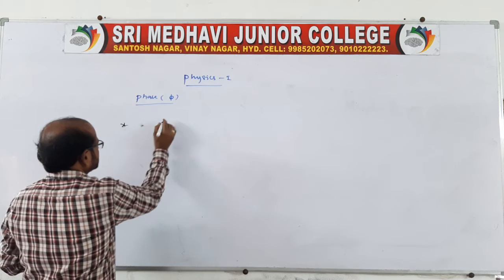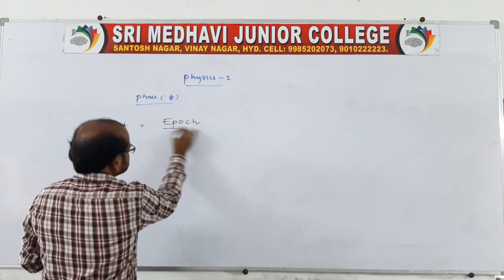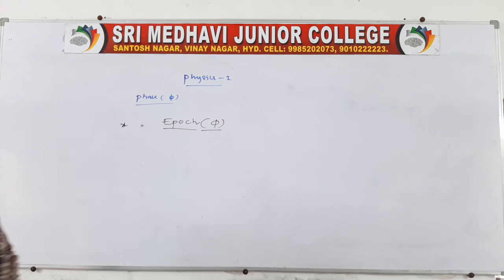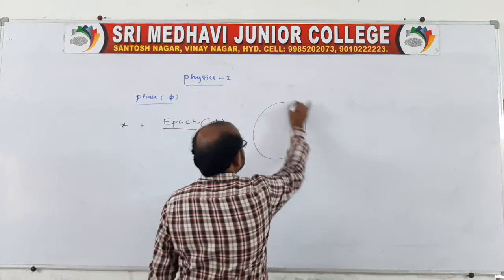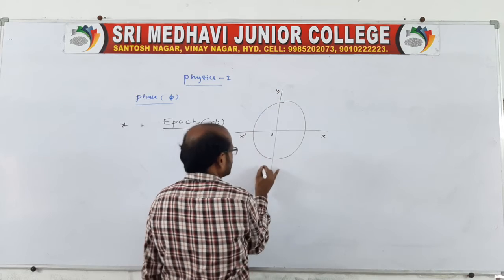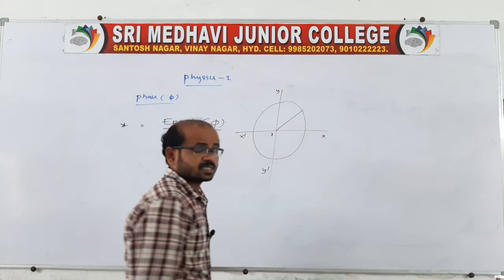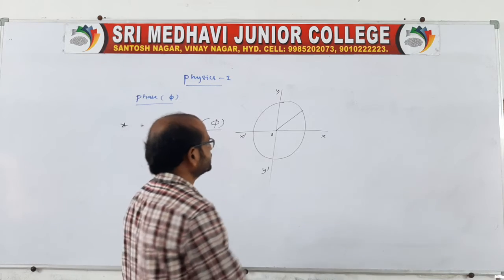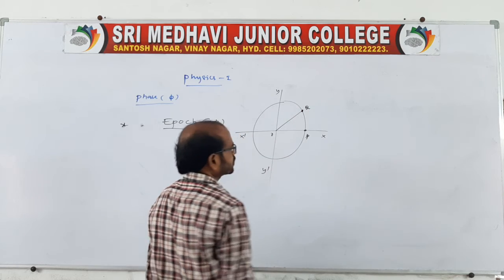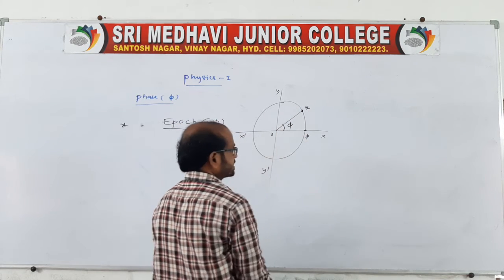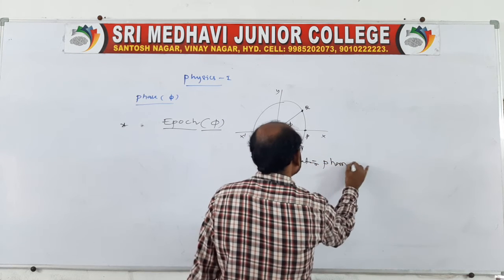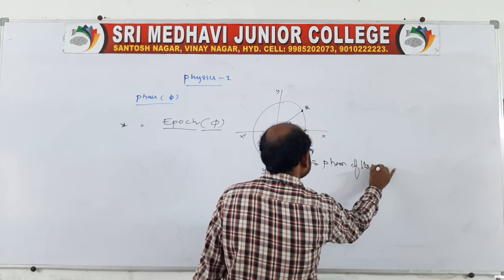Epoch. This is epoch. It is also represented like phi only. So what is epoch? It is the initial phase of a particle. Suppose the particle is on a circle with axes x, o, x dash, y, o, y dash. The starting phase of a particle. The particle is initially at a point P, and after a time t the particle reaches Q. So there is a phase angle, the starting phase of the particle, which we call the epoch.